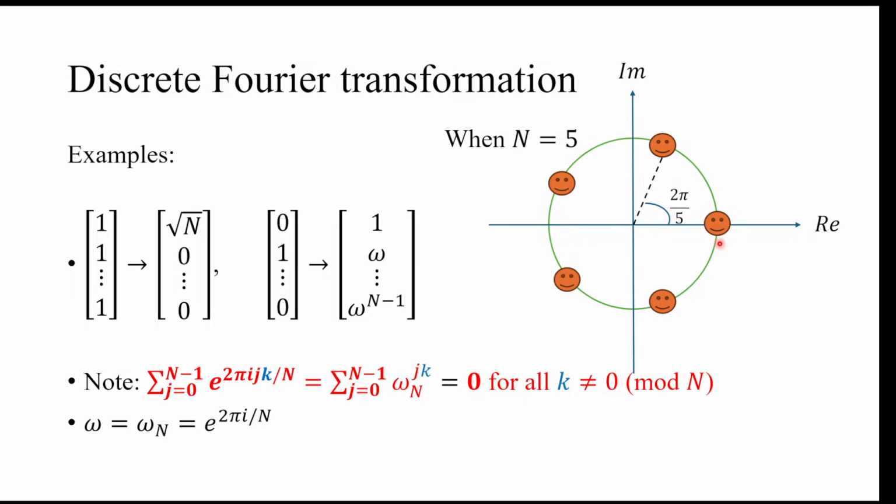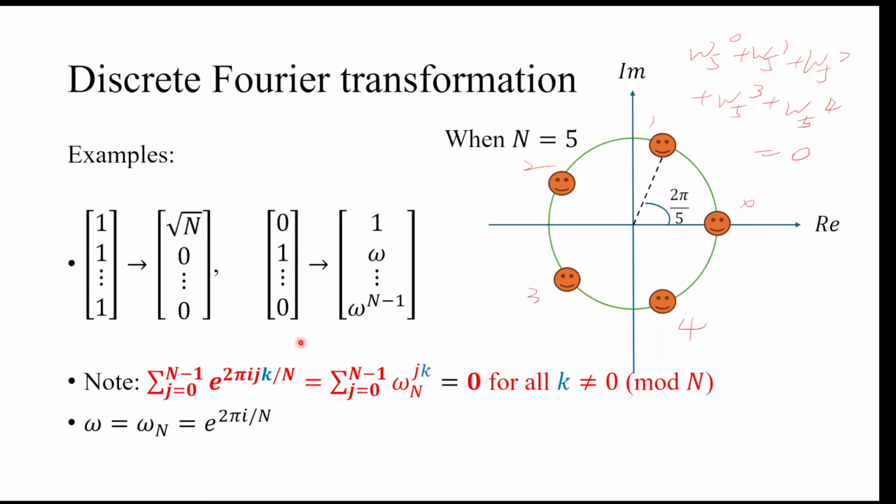Here I can write: omega_5 to the 0 plus omega_5 to the 1 plus omega_5 to the 2 plus omega_5 to the 3 plus omega_5 to the 4 equals 0. So this is 0, 1, 2, 3, 4. You add all 5 of them together with equal weight, and you get 0. And from here we can derive something a bit more general.